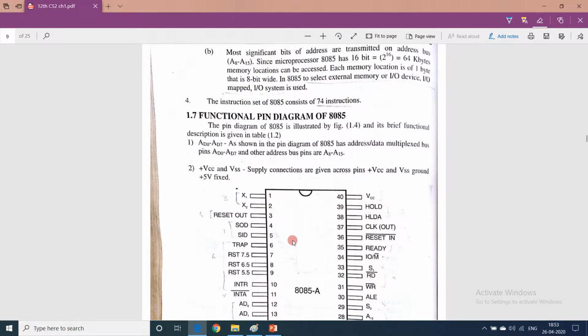What is a pin? The pins carry electrical signals in and out of the chip to allow it to function in a system. So these pins carry signals into the microprocessor and carry signals out of the microprocessor. Each pin has its dedicated, specific function, and these functions are described in the datasheet of that particular chip.